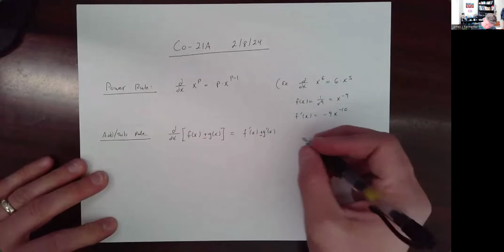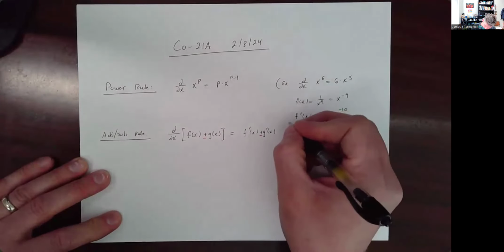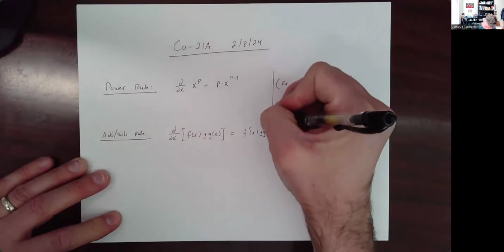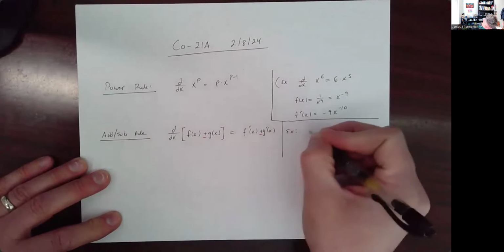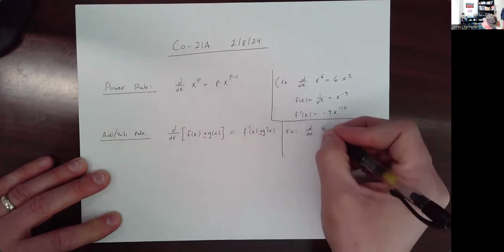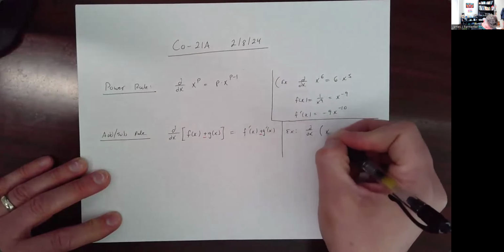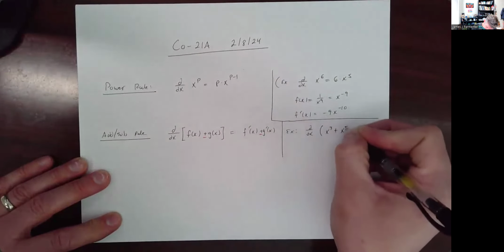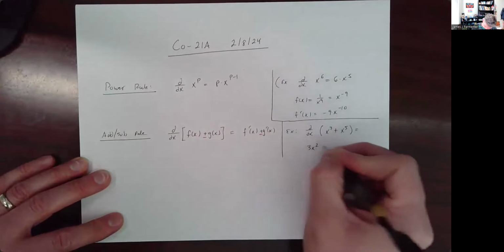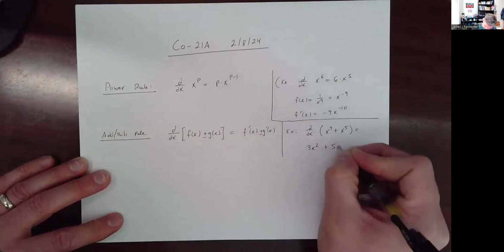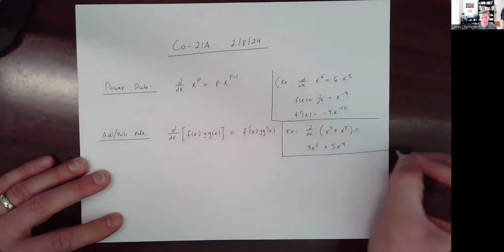So another example of this would be, for example, the derivative of, say, x cubed plus x to the 5th would equal the derivative of x cubed plus the derivative of x to the 5th. We use it all the time. We just never really think about doing it.